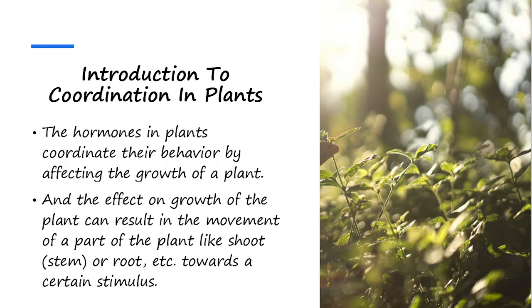And the effect on the growth of the plant can result in the movement of a part of the plant, like maybe a shoot, stem, or root, etc., towards a certain stimulus or just away from a certain stimulus. So, the effect these hormones have on plants is that they affect the growth of the plant. Now, growth of these parts, like the shoot, root, etc., just enables the plant to react towards or away from various stimuli.